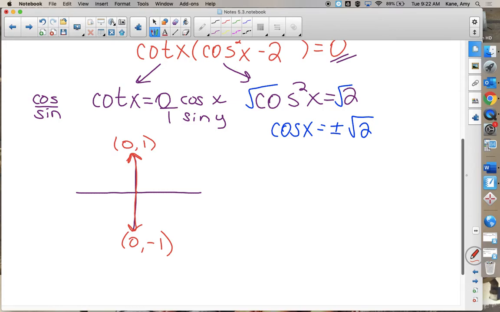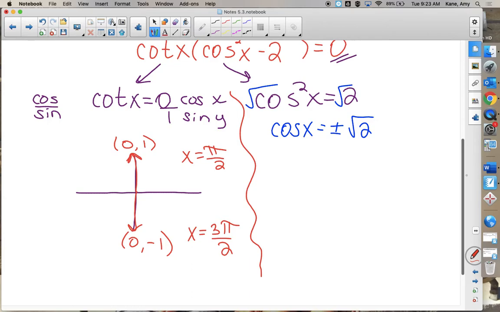Can I have 0 divided by negative 1? Does it still make 0? Yes. So both those angles would work. I could have 0 divided by 1, or I could have 0 divided by negative 1, and I still get 0. So the angle at the top, that's pi over 2. The angle at the bottom is 3 pi over 2. I'm going to just separate this. So that would be my answers for the cotangent side.